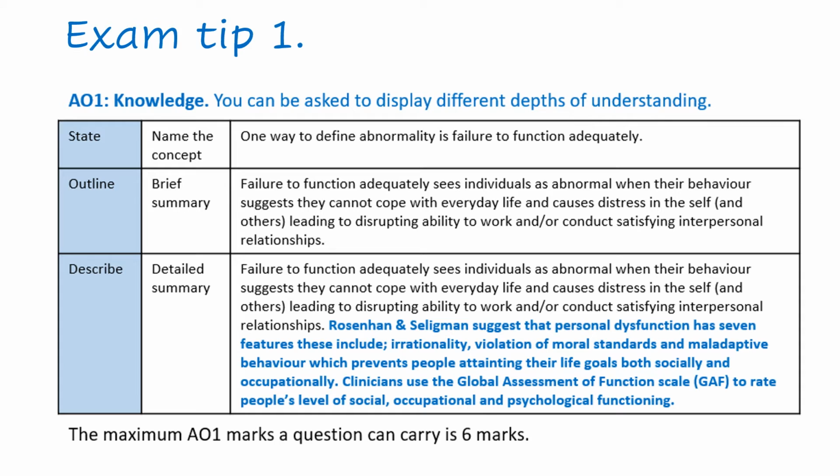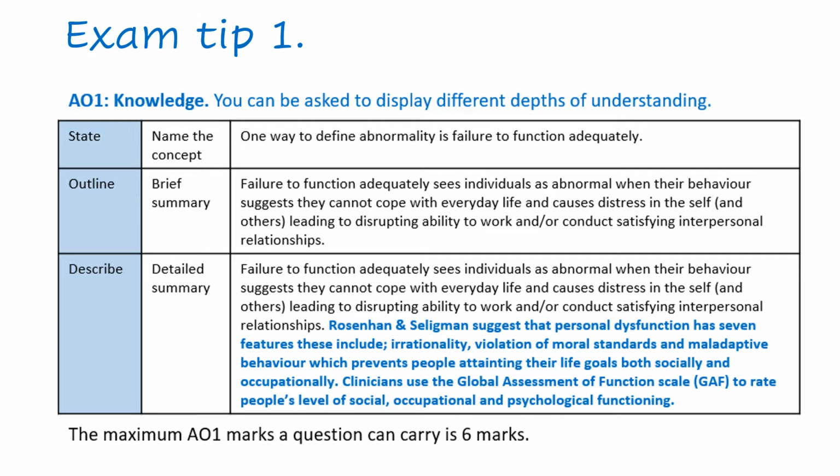I'm just going to take a couple of slides to run through some exam tips to help you with your exam technique. So for AO1 questions, you could be asked to state something. It's usually a 1-mark question and they want you to name something. So in my example here, state one definition of abnormality, I'd say failure to function adequately.